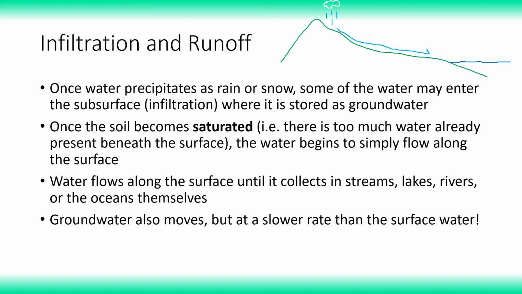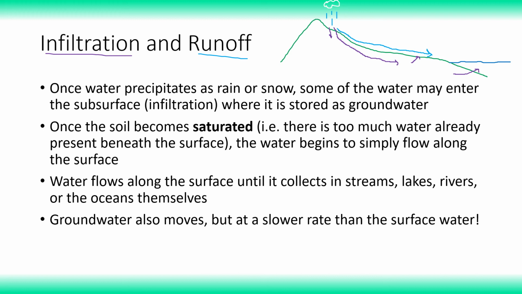as runoff, or I'll do this in a different color, I'll do it in purple, or it can seep into the subsurface. It can travel below ground, and so this seeping into the subsurface part is called infiltration, and then it is stored in the ground as groundwater, and then that groundwater can either come back up to the surface at some point or come back out when it reaches a body of water like the ocean.